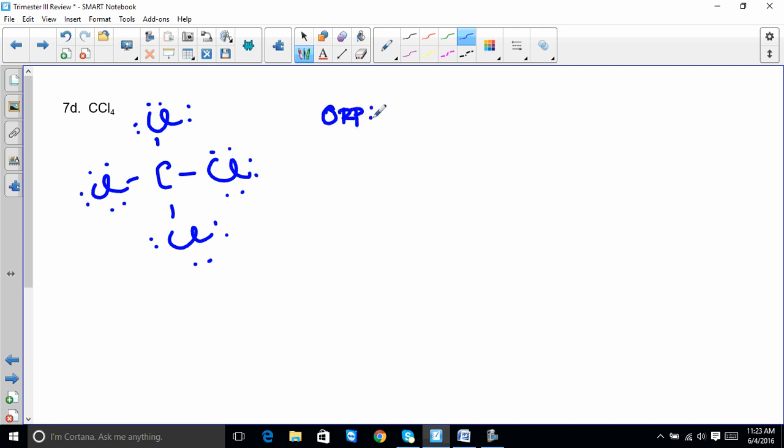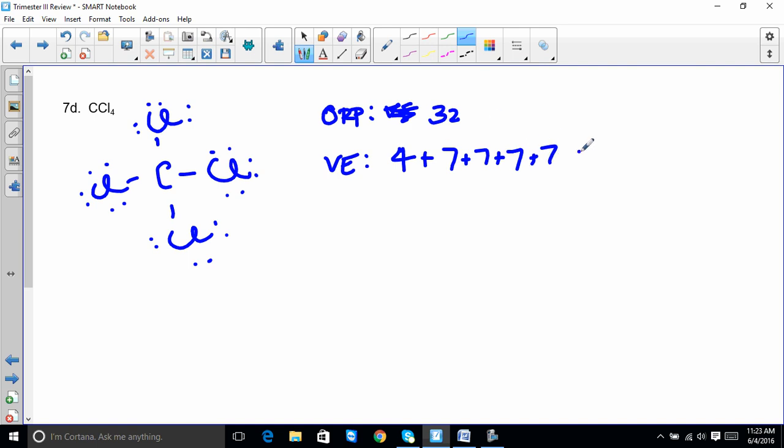And if I do this, you'll see again that ORP is 32. It's just like the last one. 6, 6, 6, 6. 6 times 4 is 24. There's no dots here, so 24, 26, 28, 30, 32. But in this case, VE is also 32 because carbon is in group 4 and chlorine is in group 7, but there's 4 of them.